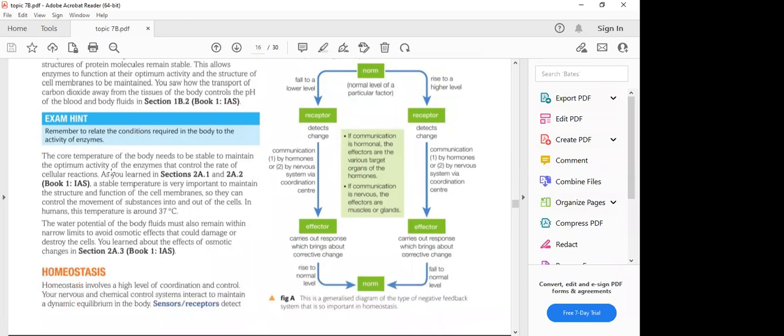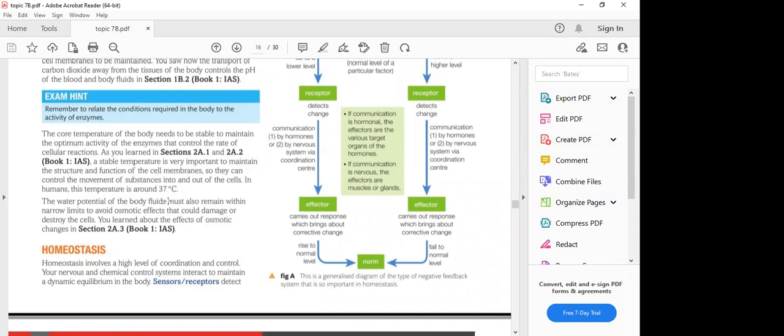The core temperature of the body needs to be stable to maintain the optimum activity of the enzymes that control the rate of cellular reactions. As you learned, a stable temperature is very important to maintain the structure and function of the cell membrane, so that it can control the movement of substances into and out of the cell. In humans, this temperature is around 37 degrees centigrade. That's what we were talking about.